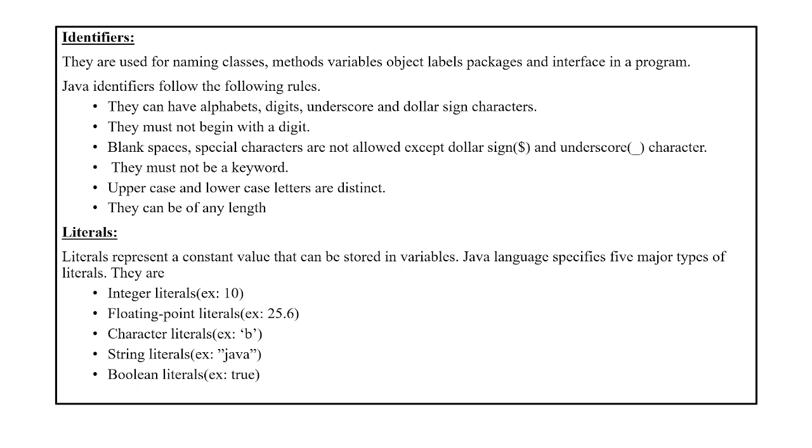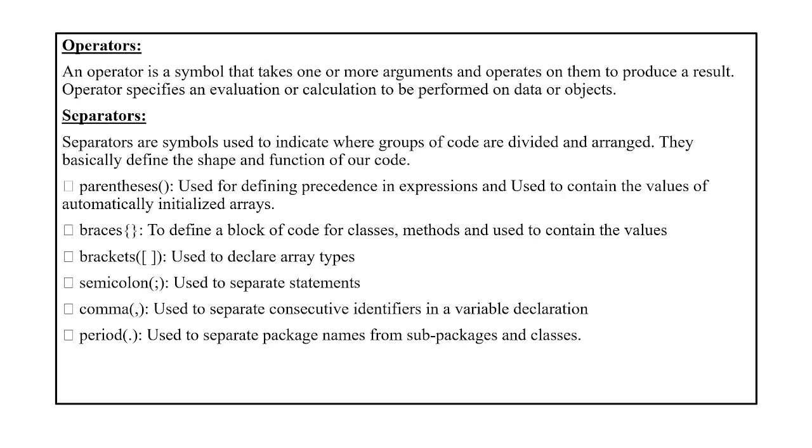If I wanted to store a value called 25.6 as a constant value in a variable, then it is a floating point literal. And if you wanted to use a single quotes B, that is a character literal. If it is in a double quotes, it is a string literal. And if you wanted to store a value called true or false in a variable, then it is called as a boolean literal.